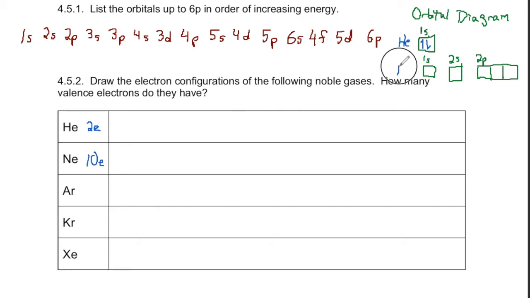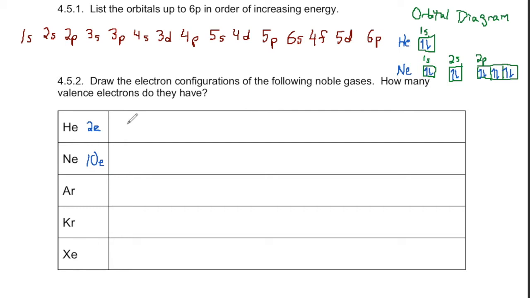For neon, there are 10 people, or 10 electrons, 10 people buying tickets to the show. So the first 2 people buy the 1s tickets, the next 2 people buy the 2s tickets, and the next 6 people buy the 2p tickets. And that gives you 10. 2, 4, 6, 8, 10. So all of the electrons of neon can fit in the 1s, 2s, and 2p orbitals. So again, that's an orbital diagram.